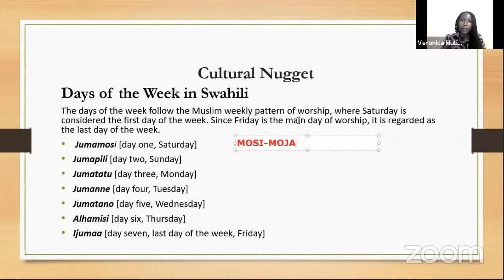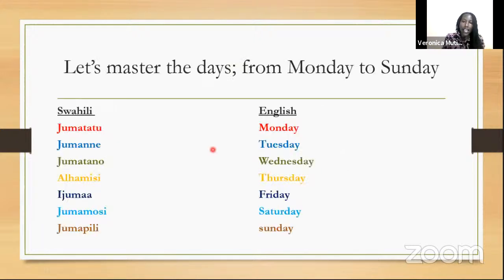So let's go and see now the order as we relate to English. Now we have the Swahili name and the English name. Let's master this. So Jumatatu will be Monday. Jumanne is the word for Tuesday. Jumatano, Wednesday. Alhamisi, Thursday. Ijumaa, Friday. Jumamosi, Saturday. Jumapili, Sunday.